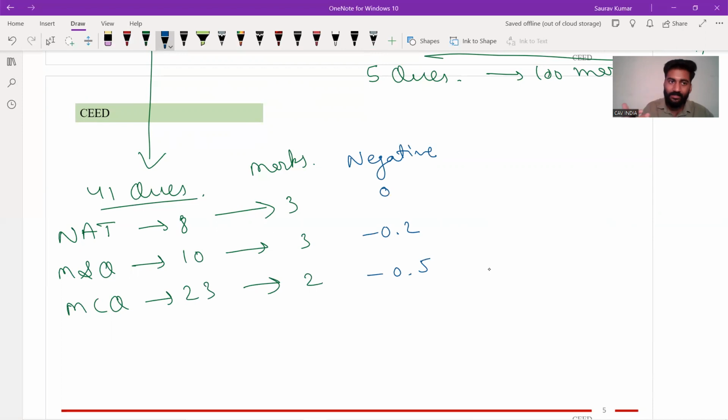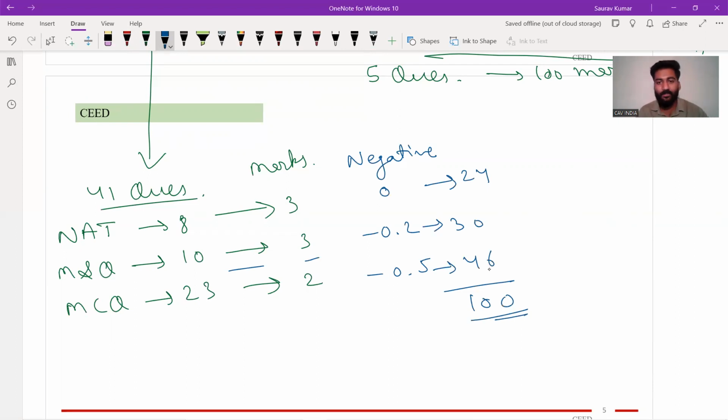We'll also release a detailed analysis of these exams, so you can stay in touch for all the further details. In the end, you will get a final 100 marks for each of these. This goes 24, this goes 30, and this is 46. That way, 100 marks. Now another thing that comes to mind: you have 100 marks for this one, 100 marks for that one, but the final result is from 100 marks.